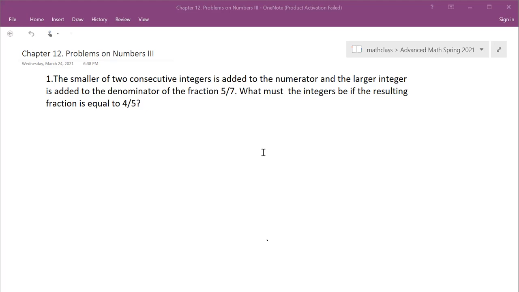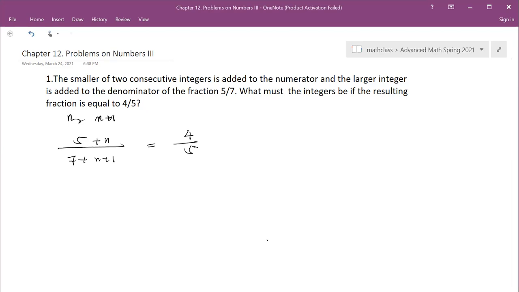All right, let's work on this. Step one. Two consecutive integers are usually denoted by n and n plus 1. Okay, so you add it to the numerator and the denominator. So 5 plus n, and 7 plus n plus 1. Okay, after you simplify, this should be equal to the value of 4/5. Okay, then you get the equation, right?